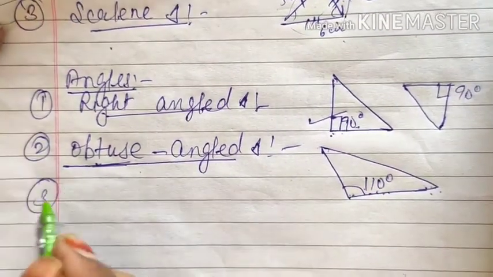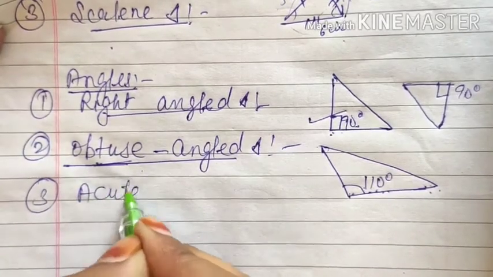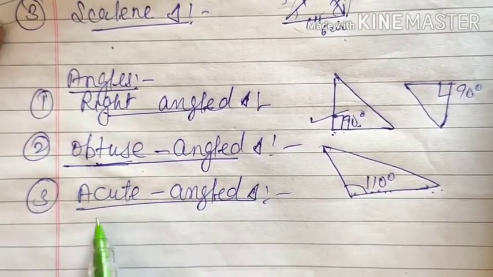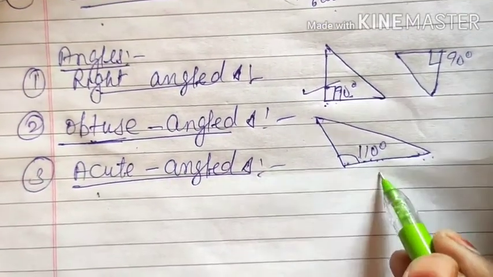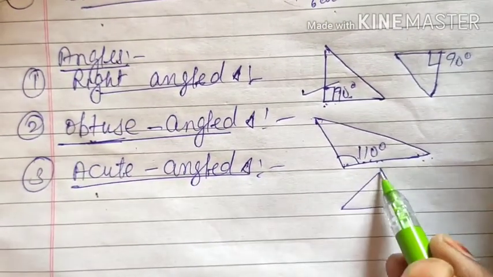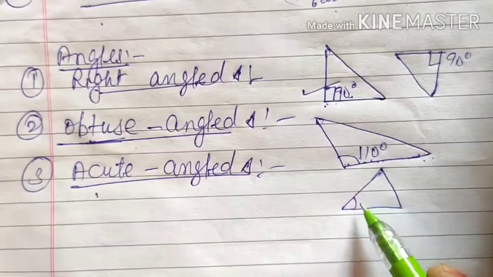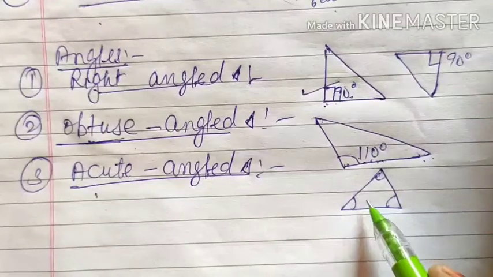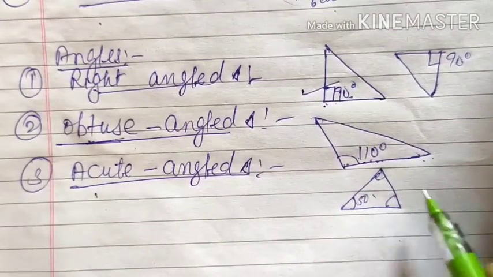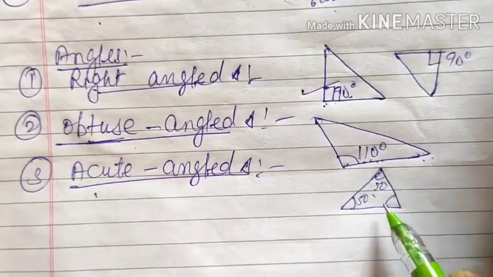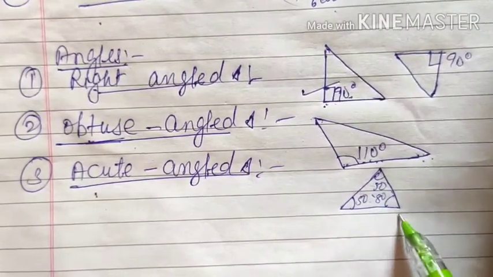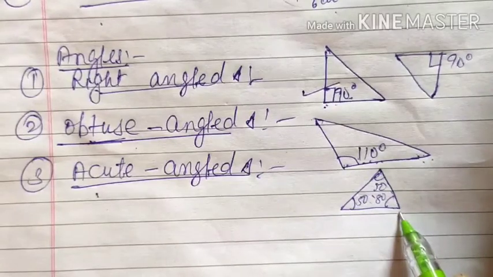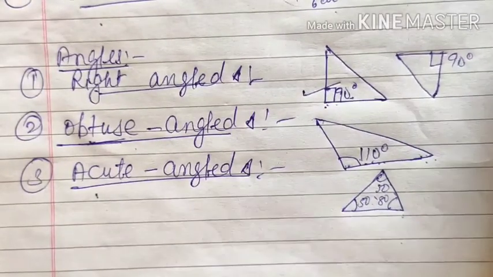Next one is the acute angle triangle. Again here, as the name indicates, acute means less than 90. In your triangle, all the angles are less than 90. Suppose one is 50, then how much is remaining? 80, something like that, still less than 90. All the angles will be less than 90 degrees. They are known as acute angled triangles.